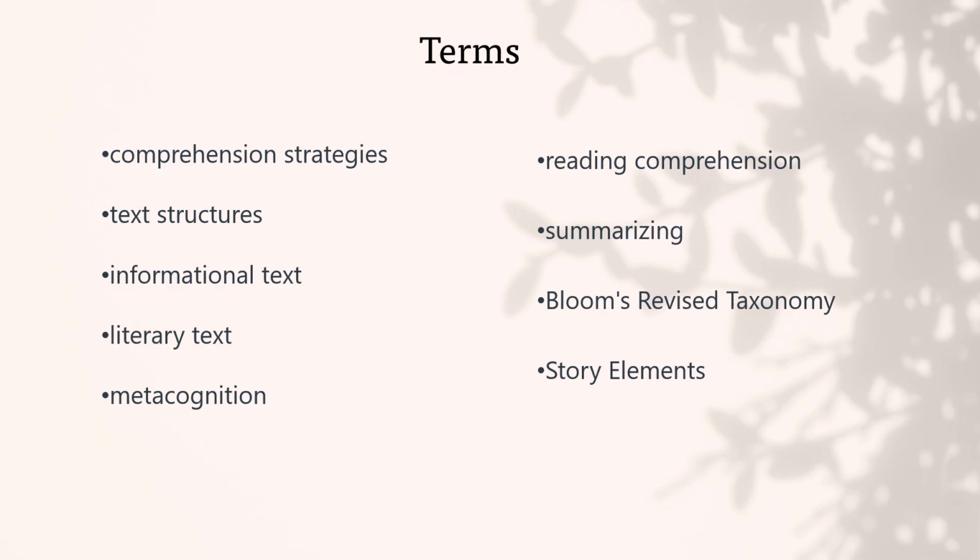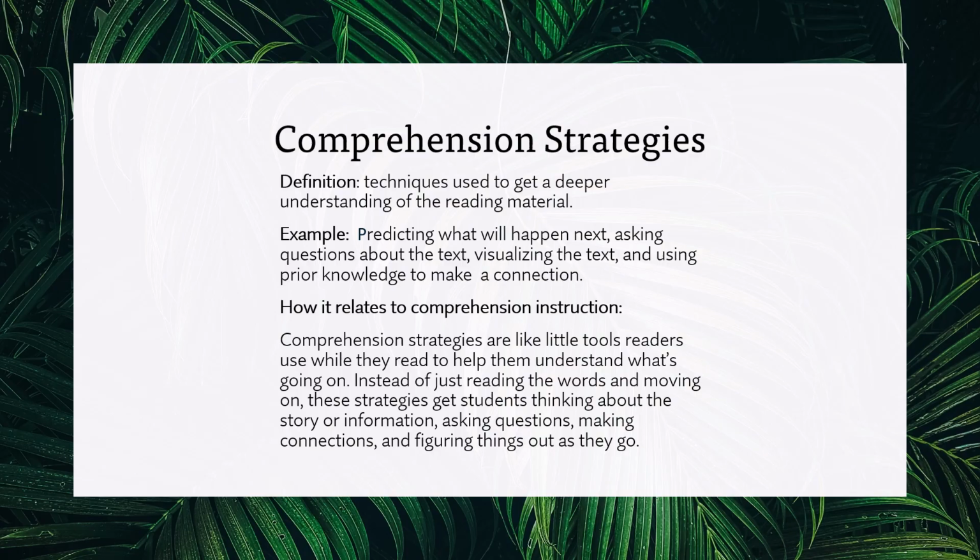So here is an overview of the terms that we will be taking a look at today. I'm just going to run through them very quickly. We have comprehension strategies, text structures, informational text, literary text, metacognition, reading comprehension, summarizing, Bloom's revised taxonomy, and story elements. In each of these slides, I'm going to give you a definition, an example, and just tell you a little bit about how it relates to instruction in the classroom.